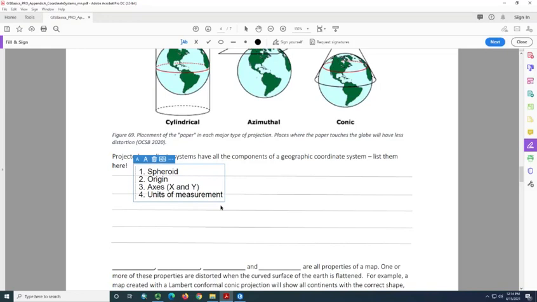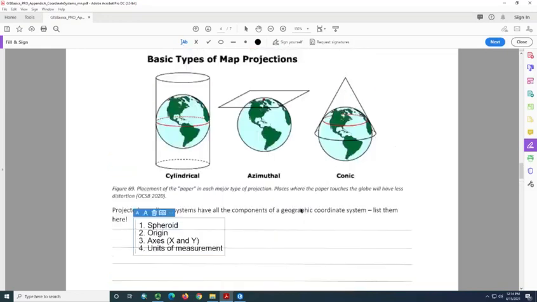But in addition to those, a coordinate system with a projection adds to these four items its projection, which is how the paper basically is laid around the Earth, and so how things are getting flattened.